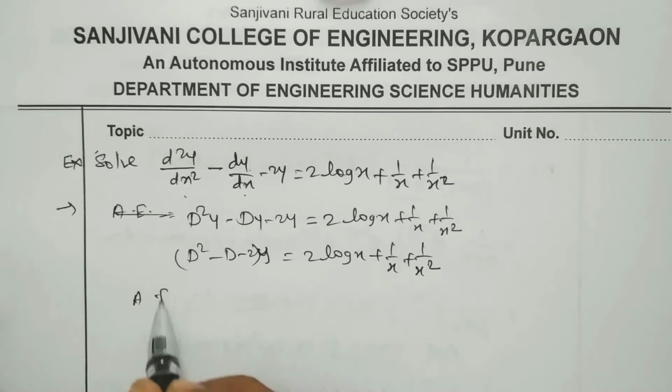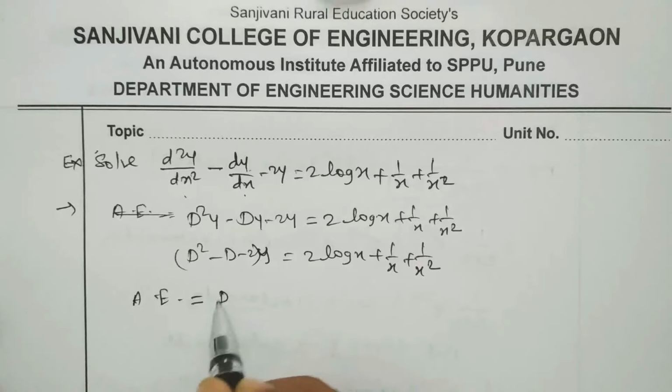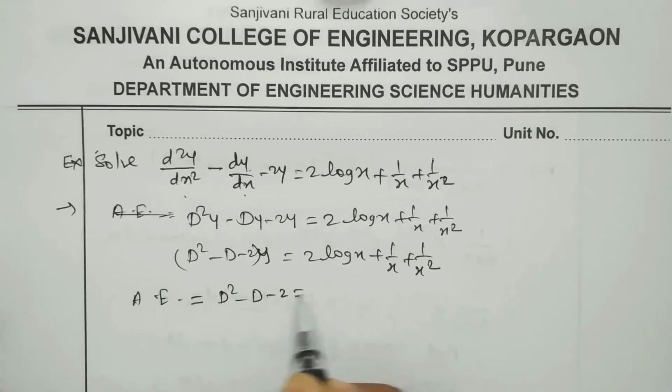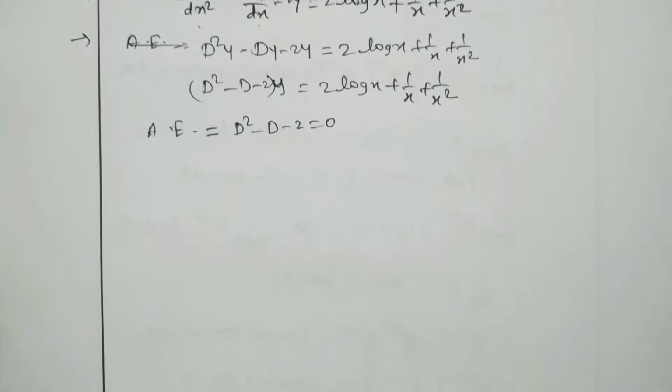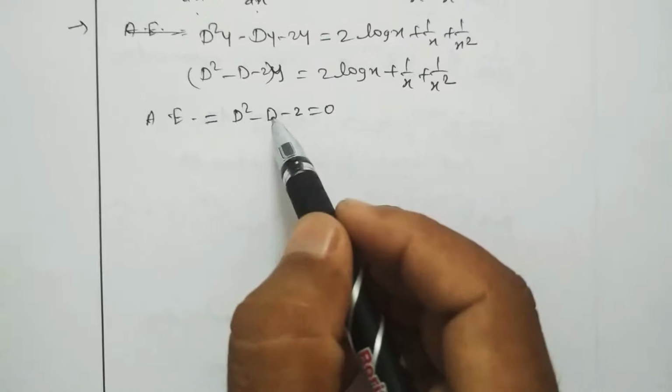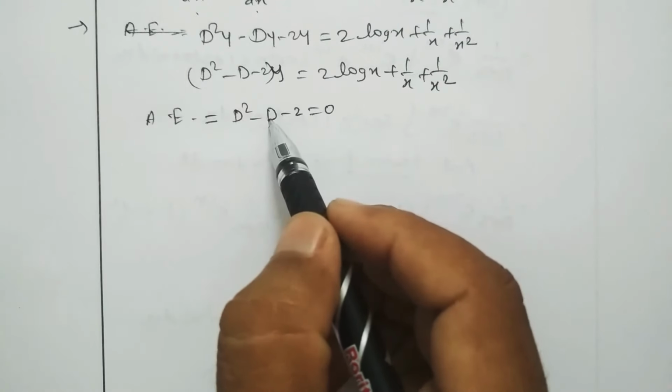So what is the auxiliary equation? Auxiliary equation is D square minus D minus 2 equals to 0. So again this is a quadratic equation. So there are two roots. So how to find these two roots? So we require two numbers such that their multiplication is minus 1.